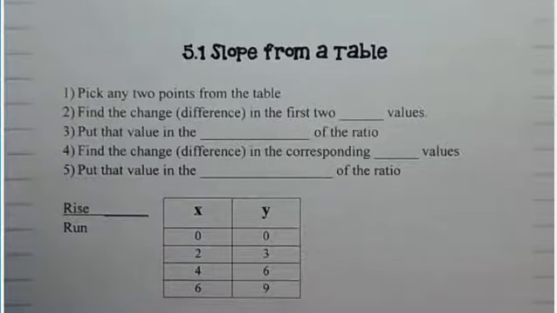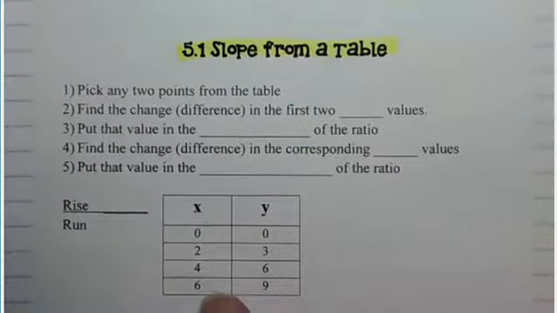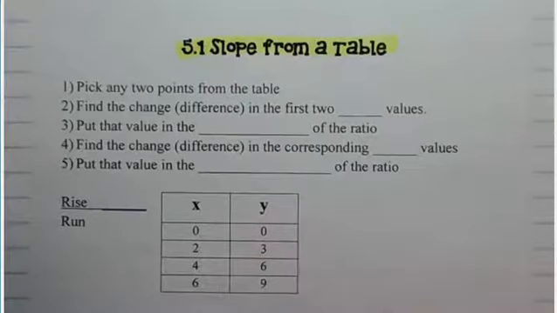Okay, so 5-1, we are finding the slope, this should be 3-1, slope from a table. Okay, so again, if I give you this table, I don't give you points, I don't give you a picture, I don't give you a graph, okay? I just want you to find the slope from a table. So these are the steps that we need to take.